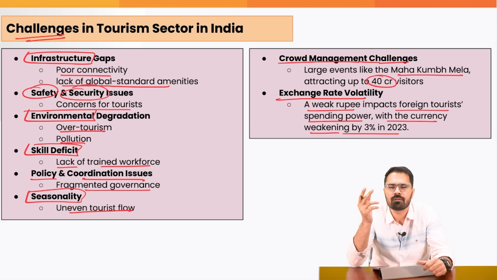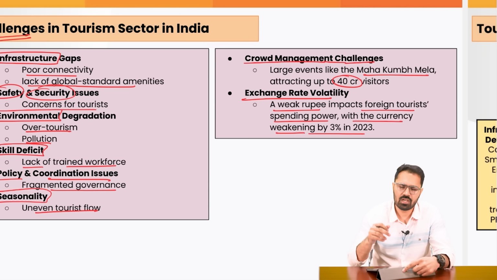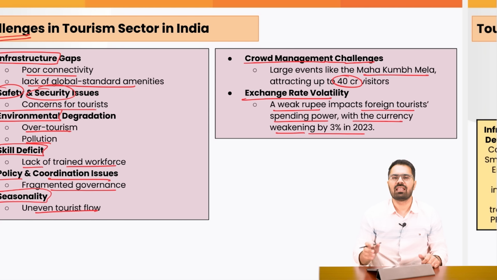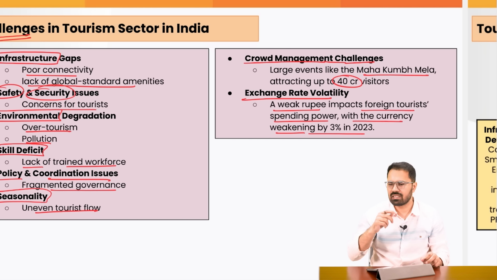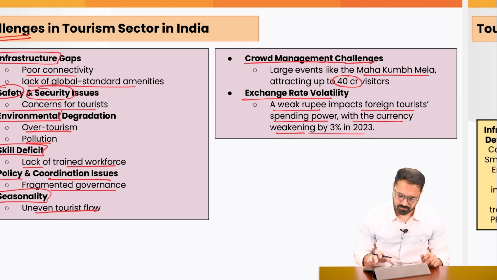Now, this volatility, sometimes it weakens, sometimes it strengthens. It can also destabilize the plans of tourists. Okay? Although if it is a uniform weakening, then it will be fine for foreign tourists, but it is not a uniform weakening. Again, it keeps on fluctuating a lot.